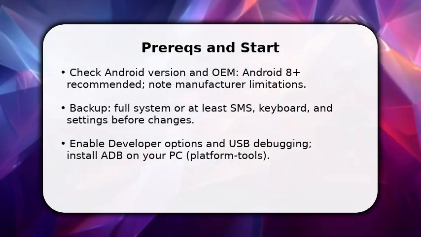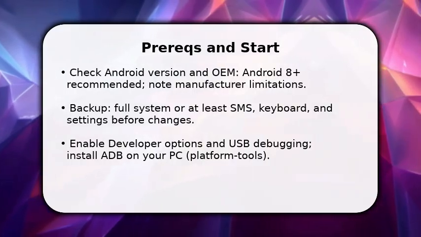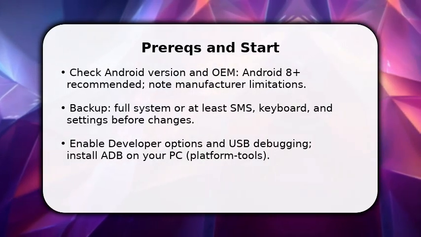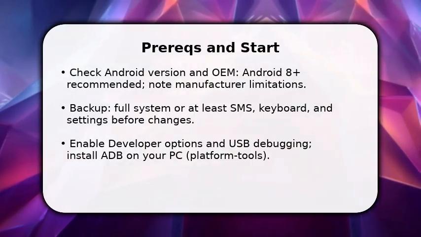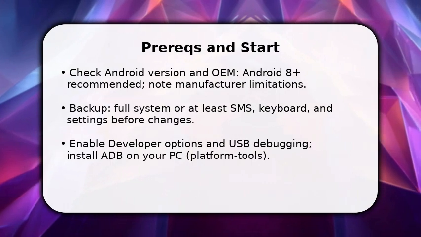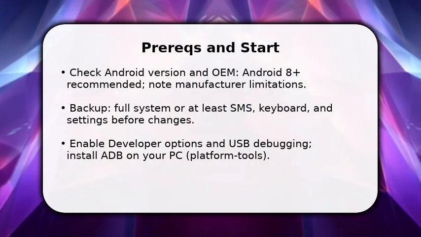Next, enable developer options and turn on USB debugging so your PC can communicate with the device. Install ADB platform tools on your computer and verify the device shows up with adb devices. Now you're ready to extract or prepare the emoji font file for installation.